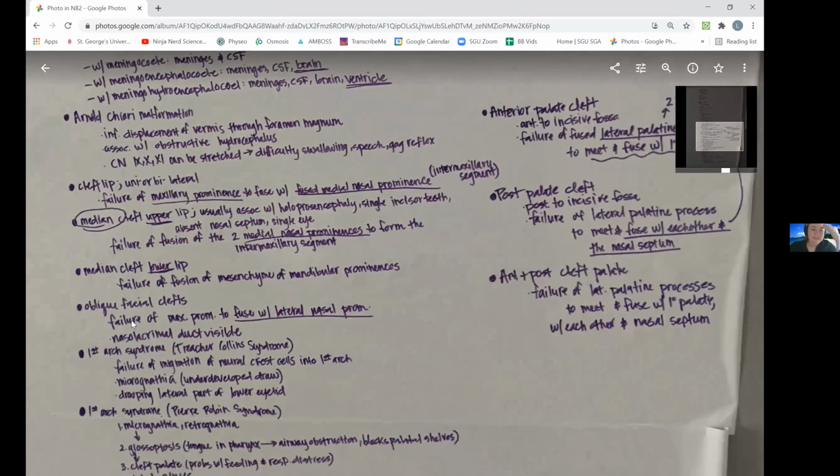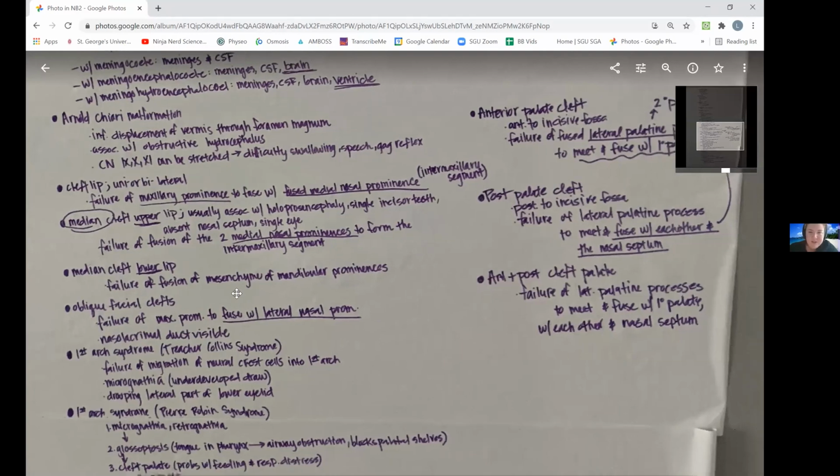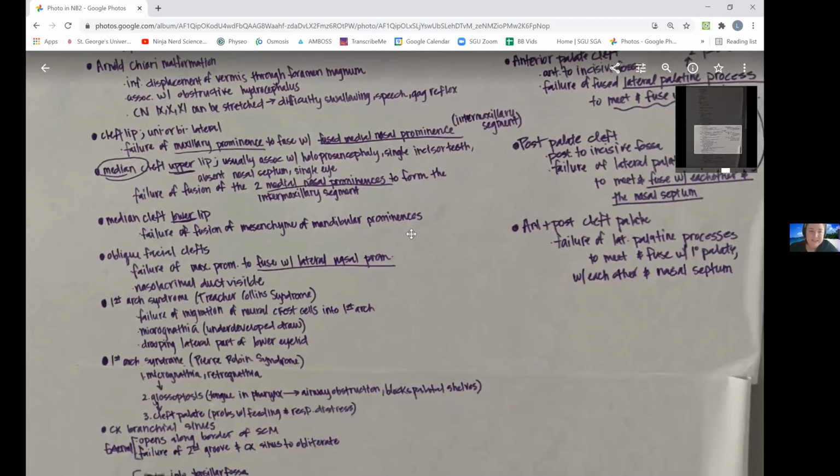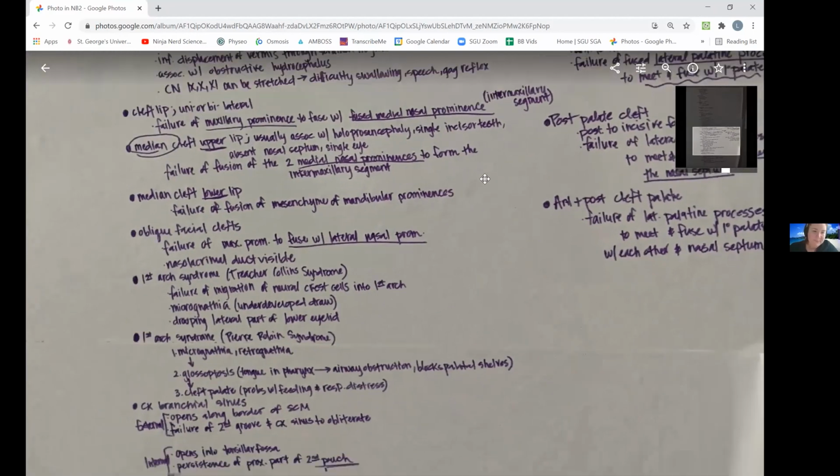So for example, this is failure of the maxilla to fuse with the lateral nasal prominence, versus the median cleft upper lip, failure of fusion at the 2 medial nasal prominences. You'll see here I underlined my key terms, my key phrases. Please, please, please remember those. That will save you 4 to 5 points on the exam.